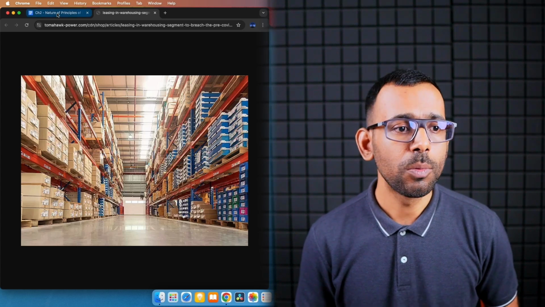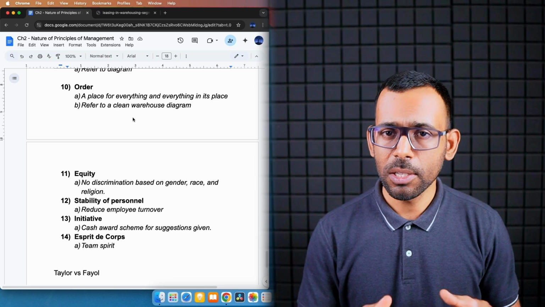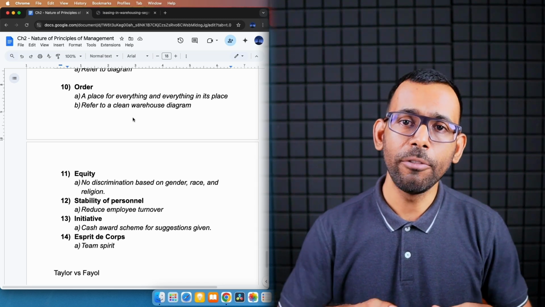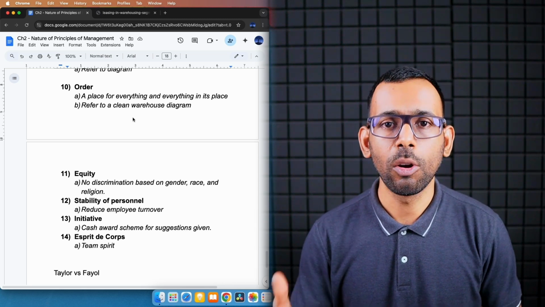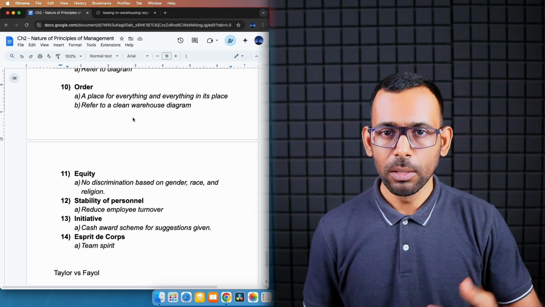So order is one of the principles that Fayol mentions here. This is not just with respect to warehouse. It is generally applicable for every other aspect of the company. Even to the extent of a car parking or a two-wheeler parking, there has to be an order to it. Okay, so that's the 10th principle.